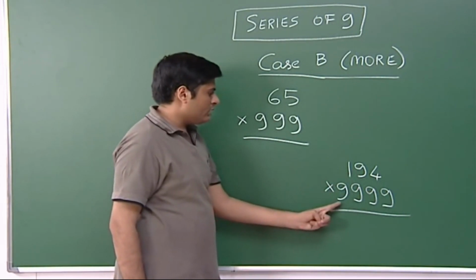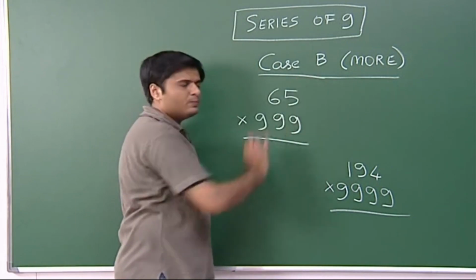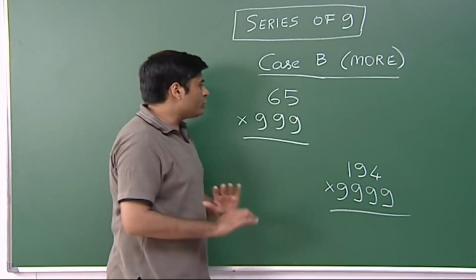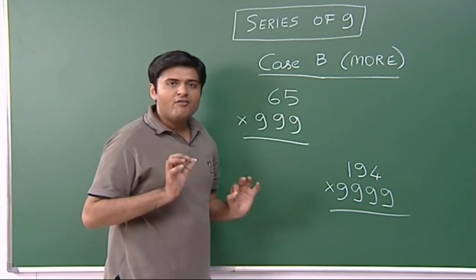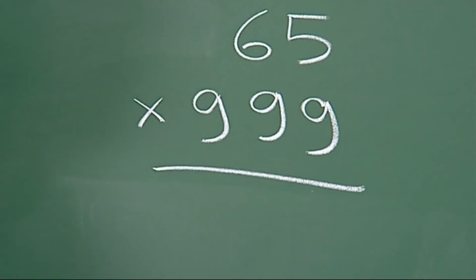3 digits, 4 nines. Nines are more. So this will fall in case B. Now you have to do nothing extraordinary. Very simple. There are 2 numbers but 3 nines. So we need one more number over here. What I do is I simply put a 0.